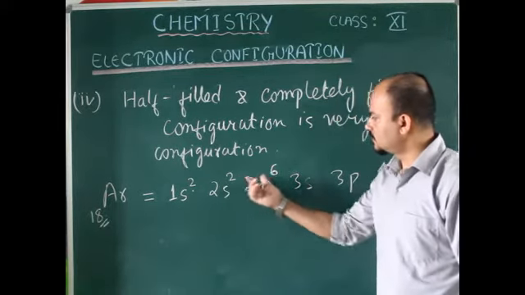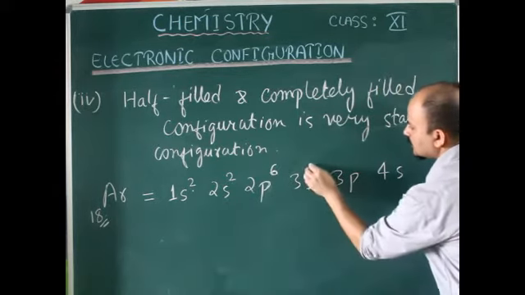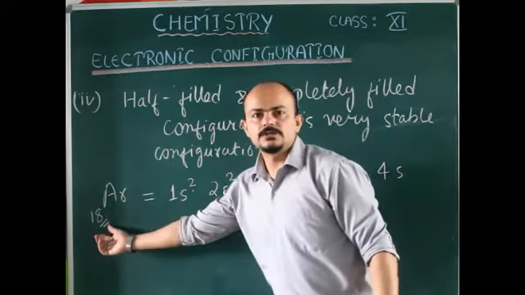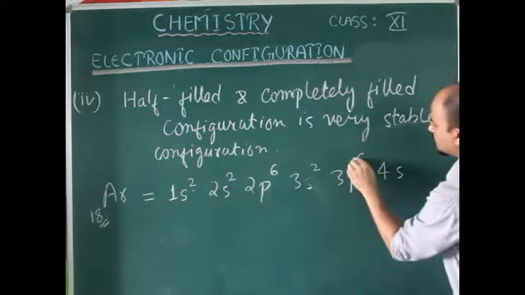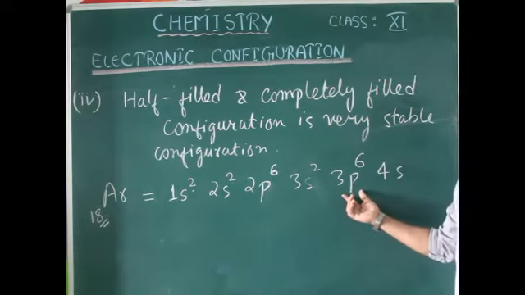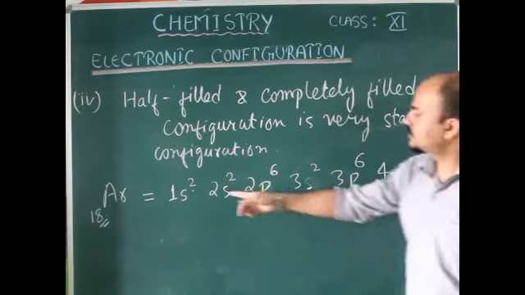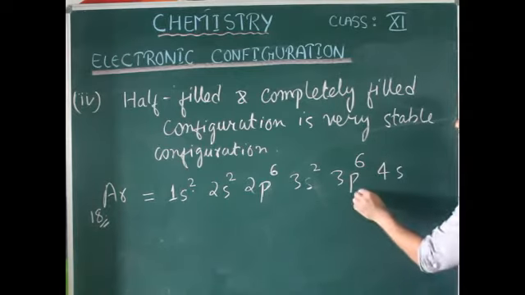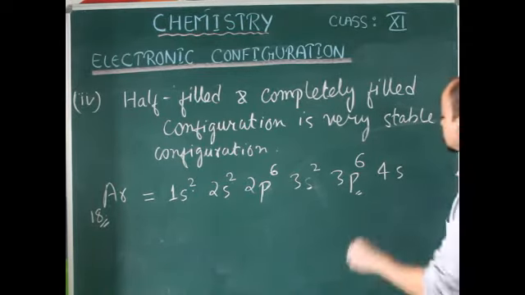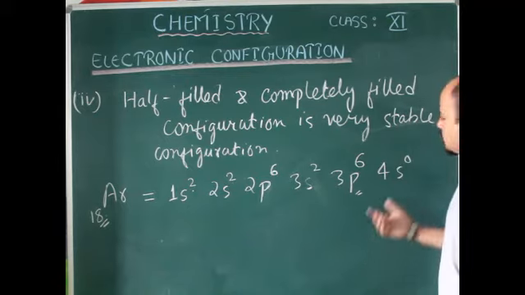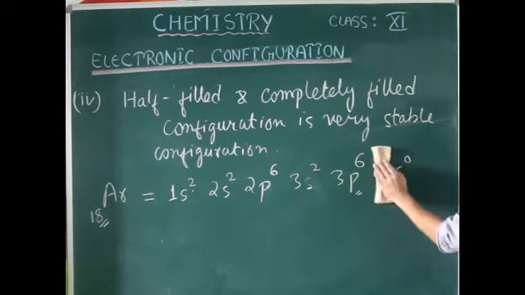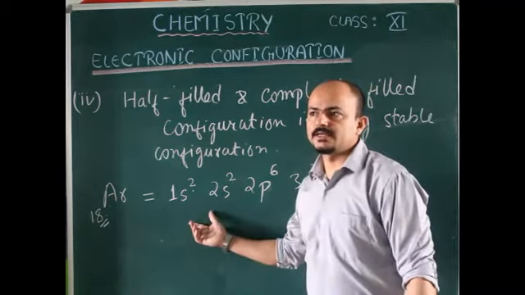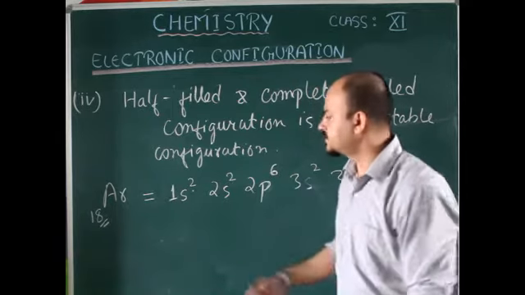So 2 plus 2 is 4, plus 6 is 10, plus 2 is 12. Then how many electrons are left? 18 minus 12 is 6, and the maximum capacity of this p orbital is 6. Therefore, count 2, 4, 10, 12, 18. So this is how you write the electronic configuration in class 11. So 4s will have 0 electrons, or you can write 4s0, or if you don't write it, it doesn't make any difference. Okay? So let's take another example, like calcium.